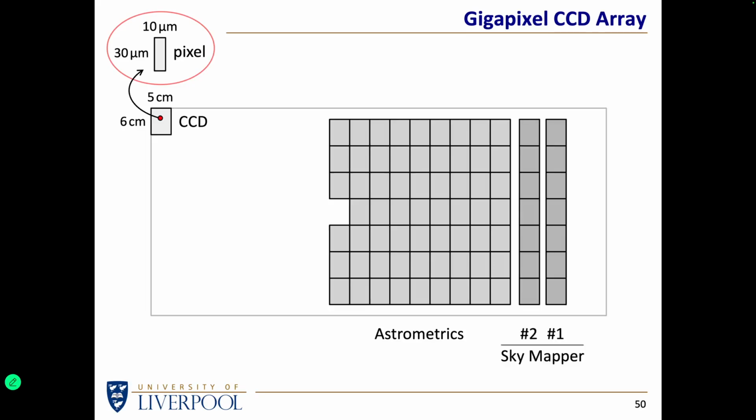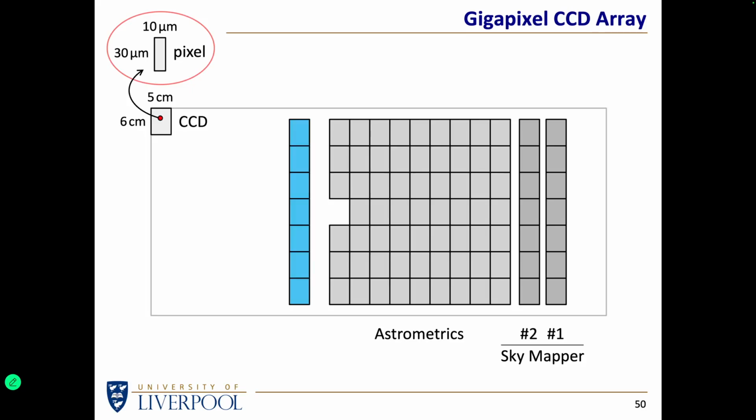On the right-hand side, there's a couple of so-called sky mappers. These are CCDs which are dedicated to the job of telling which telescope the star came from. Did it come from telescope 1 or did it come from telescope 2? We have to know which one is producing the image in order to get the calculation correct for any given star that is drifting across the CCD array.